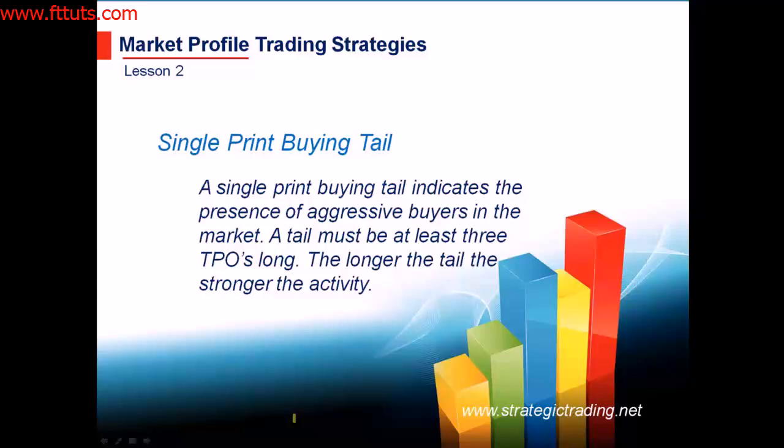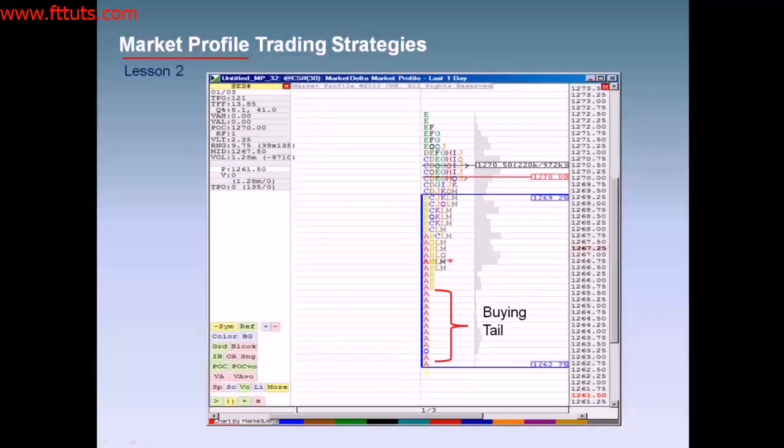And the answer is aggressive buyers are always buying at the ask. They are aggressive. They'll buy at any price they can get. And this is what a single print buying tail is telling us, that aggressive buyers are in the market and they're buying at the ask. And look at what happens when that takes place. We get this nice little tail that you see here. So they're gobbling up the prices, and it takes us upwards with the price movement. That's what a buying tail looks like.